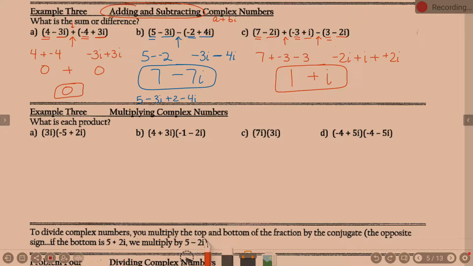If you did it differently than me, the key is going to be, did you get the same answer as me? Okay? Maybe you did it along the way differently. Maybe you did things in a different order. As long as you end up with the same answer, we're all good.